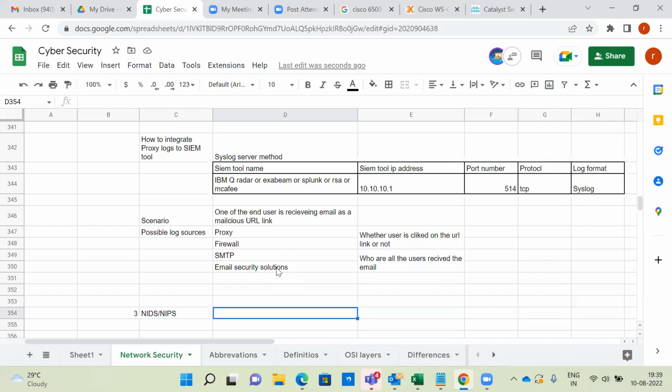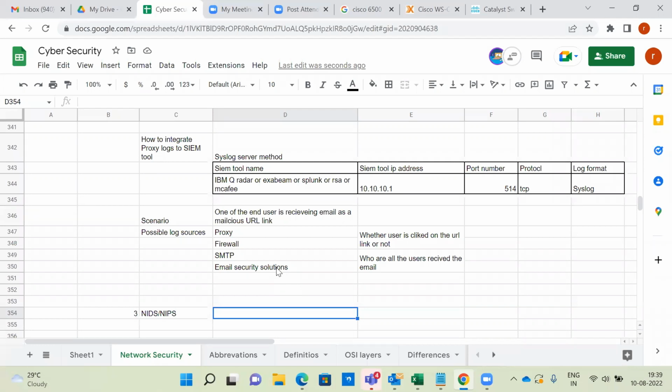At host level, we have host IDS and host IPS. At network level, we have network IDS and network IPS. At wireless level, we have wireless IDS and wireless IPS. Host level we already discussed. What is the HIDS, HIPS implementation method? Agent-server, that's correct.